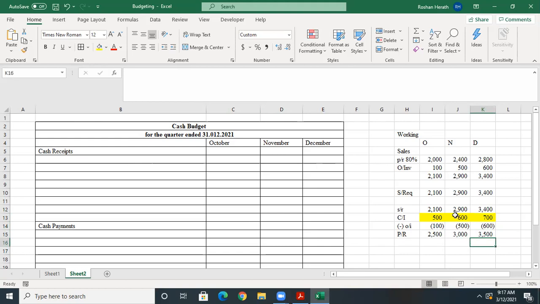So is that clear? Because that was needed. The identification of the closing inventory was needed because that must be a kind of aspect that you should consider when it comes to determining the sales requirement.